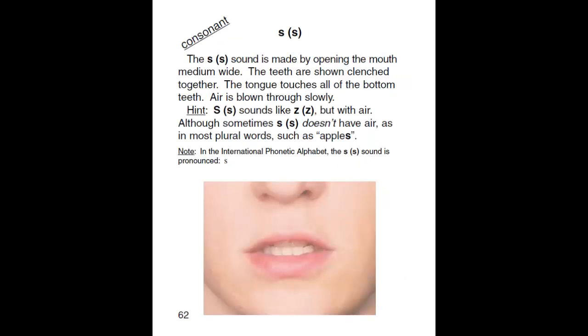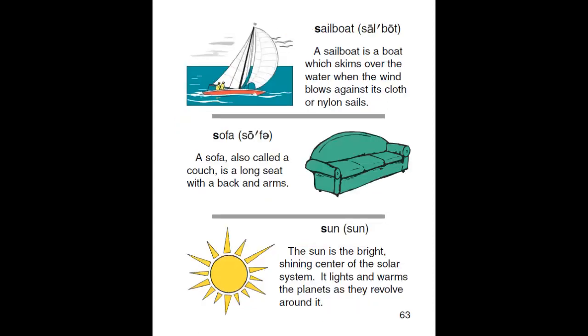S. The S sound is made by opening the mouth medium wide. The teeth are shown clenched together. The tongue touches all of the bottom teeth. Air is blown through slowly. S. Sailboat. Sofa. Sun.